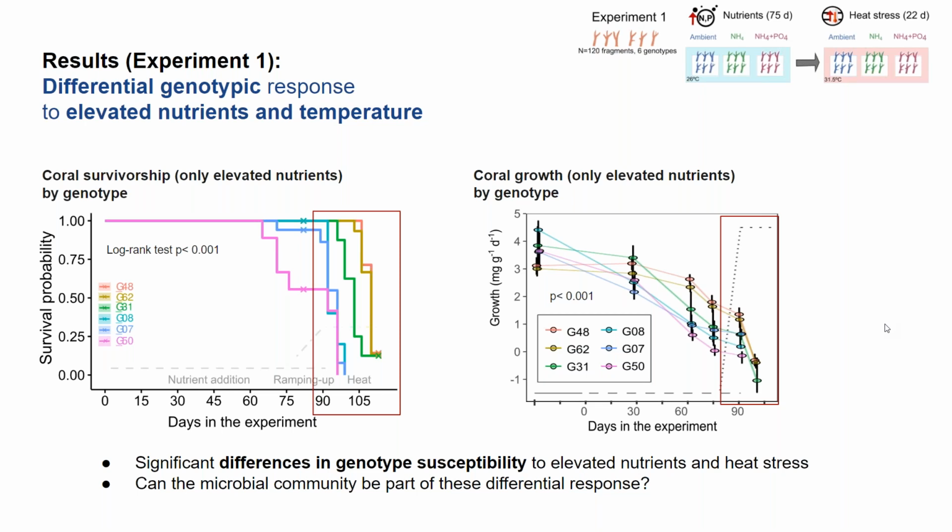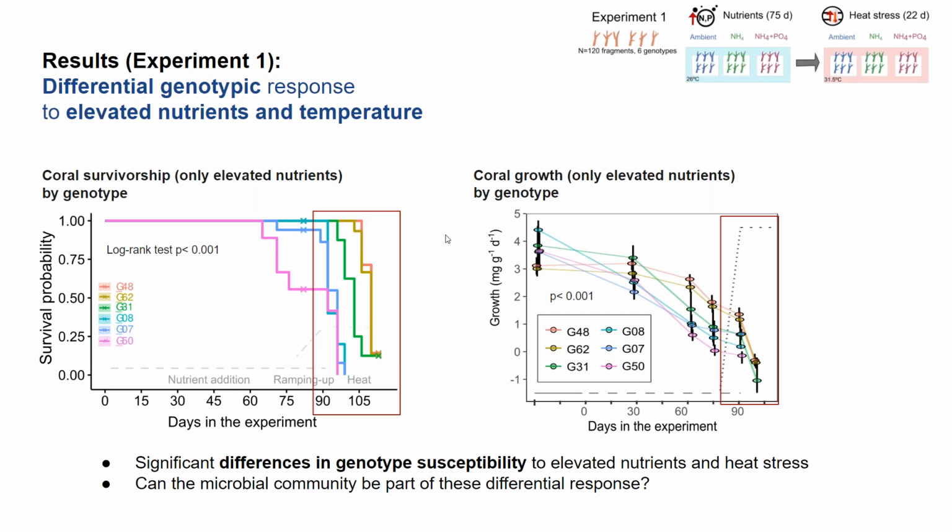We also wanted to look at the variation of these responses by coral genotype. So here I'm showing again coral survivorship and coral growth. I am only showing the effects on the corals that were exposed to elevated nutrients. In this case, each color is one genotype, and the color is matched between the survivorship and the growth rates. So what we found is that different genotypes have different susceptibilities to elevated nutrients, and to elevated nutrients followed by heat stress, with some corals experiencing mortality before more resistant genotypes.